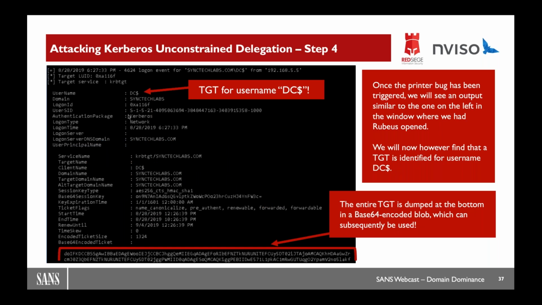Yes, indeed, a 4624 login event for syncteclab.com DC$ from 192.168.5.5, a TGT for username DC$. Boom, and we get all of the details. So we can see that we now have that TGT for DC$, and the entire ticket is available in a base64 encoded format at the bottom of the screenshot.